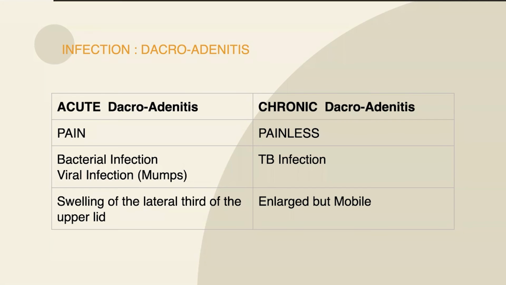in our body, and then disseminate to different regions of the body, and one of them, in case of TB, is the lacrimal gland. Then, of course, trauma.